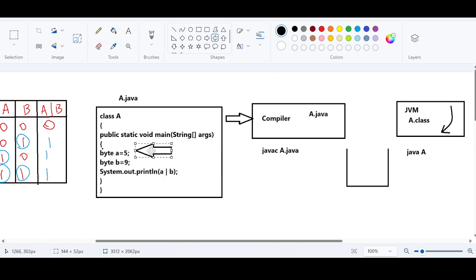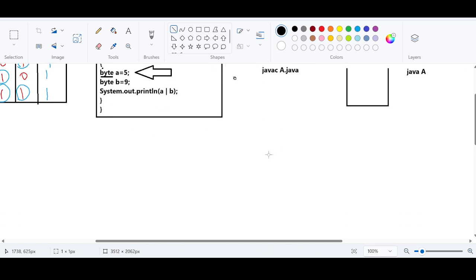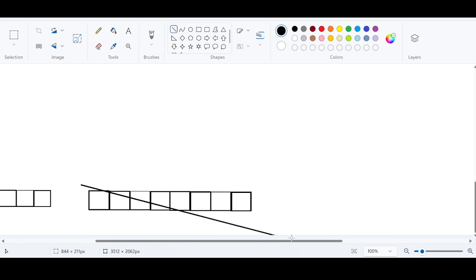Now focus here on what is happening behind the scenes. This is a nursery level. For a few classes I will be doing it like this: byte a = 5. You are using the data type byte and you want to store the value 5 in a. Now tell me, what is the size of the byte data type? Yesterday we were discussing the size. 1 byte is equal to 8 bits. Correct. So the size of the byte data type is 1 byte only.